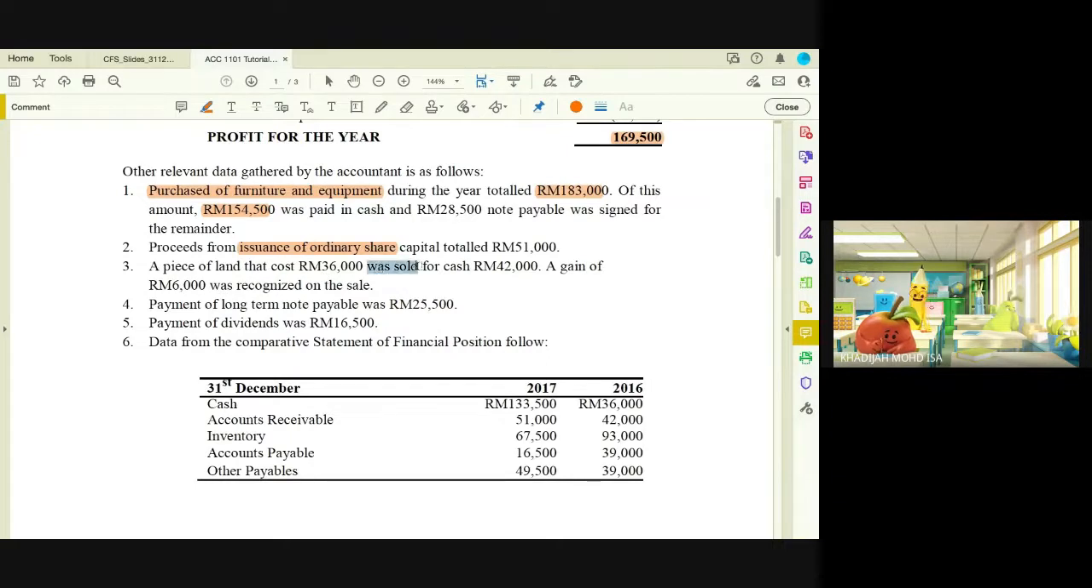So land, remember land. Whenever you see furniture and equipment, you know that it is a non-current asset. So the non-current asset will appear in your investing activities. Ordinary shares is a financing activity. And again, you have land, but in this case, you do not buy, you sell your land for 42,000 and there is a gain of 6,000.